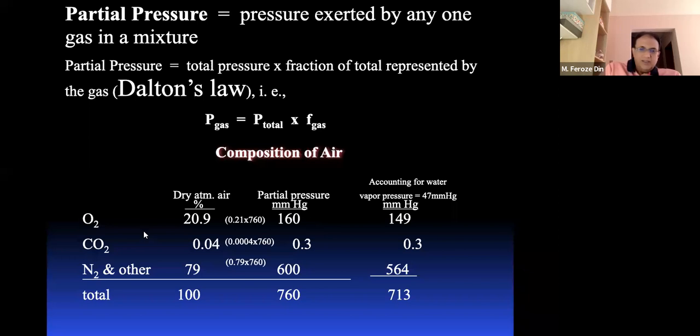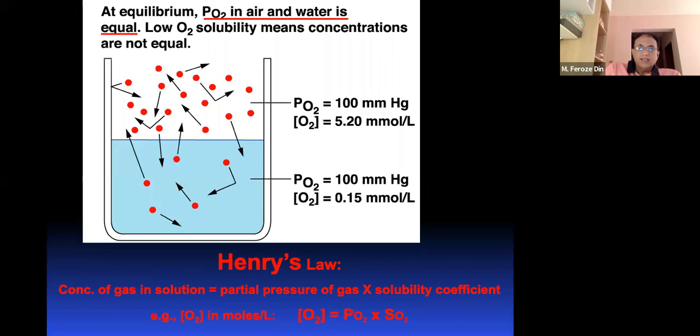You can see that nitrogen, for example, is almost 80%. So naturally, atmospheric pressure is largely contributed by nitrogen. So this 160 is a nice figure to remember. This 160 is the amount of oxygen partial pressure that is available to us. Okay, so please remember Dalton's law of partial pressures. The third law is Henry's law. Now, Henry's law refers to gases in solution.